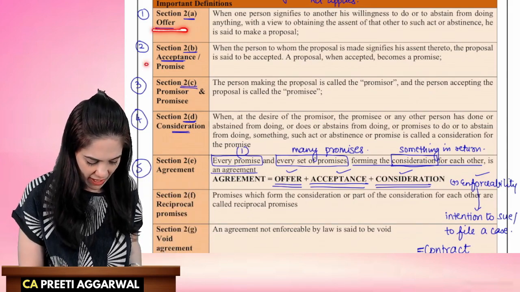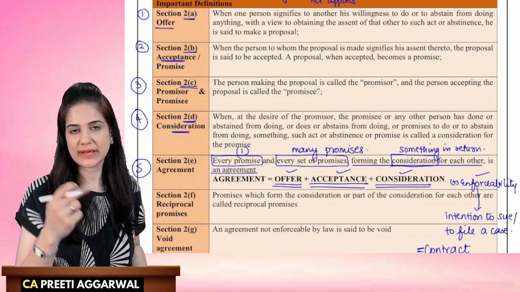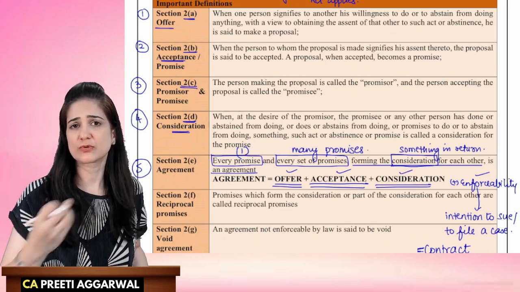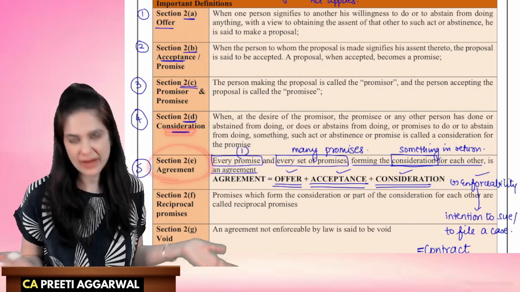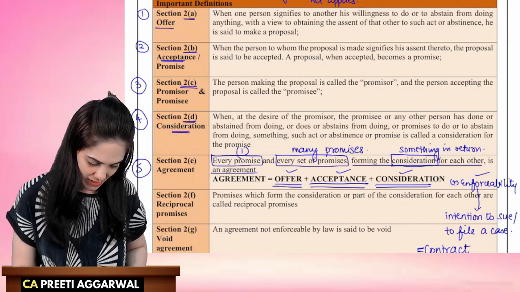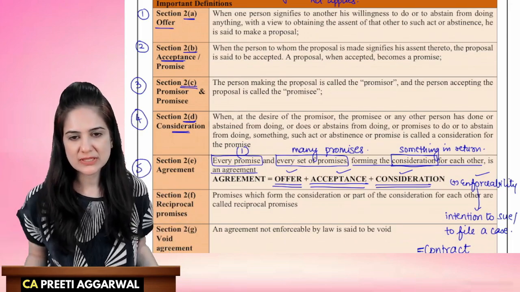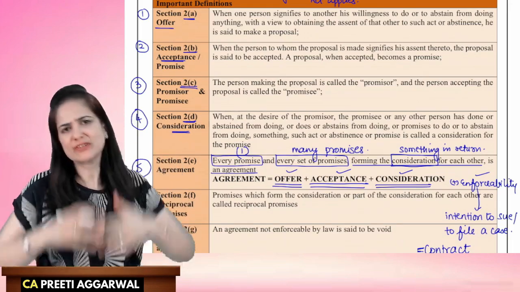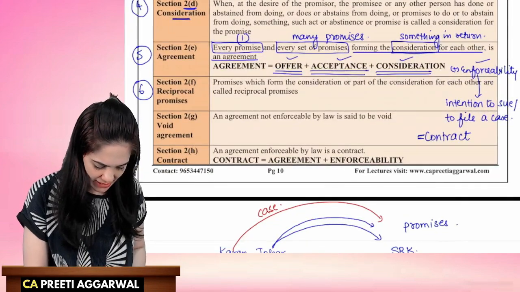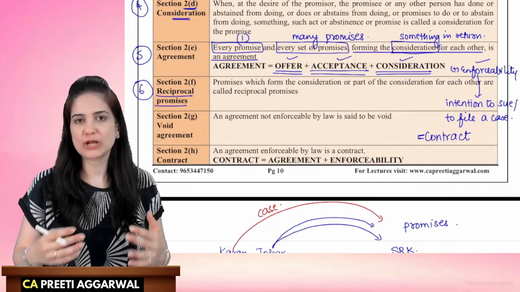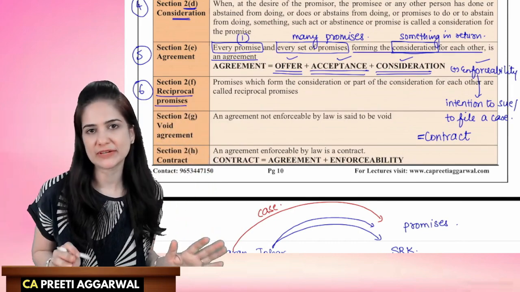So offer, acceptance, a proposal when accepted becomes a promise. Persons are known as promisor and promisee. There is consideration, it becomes an agreement. Now, I made a promise, you made a promise, there were so many promises. These promises are known as reciprocal promises. Reciprocal means I gave a promise and I got a promise in return.